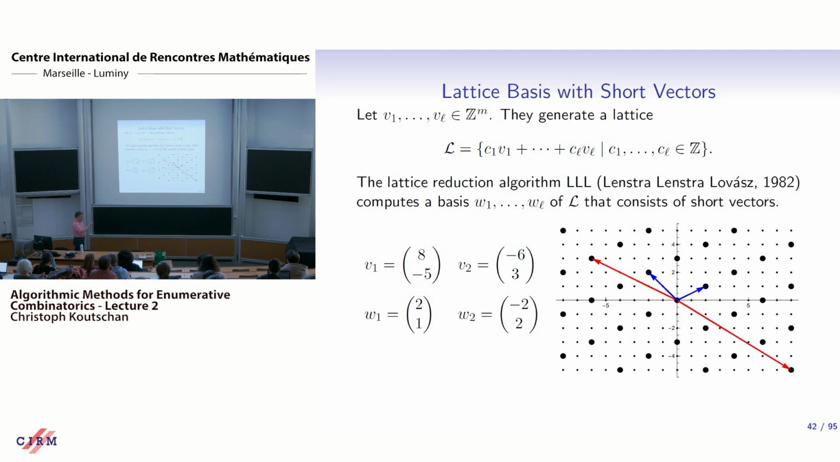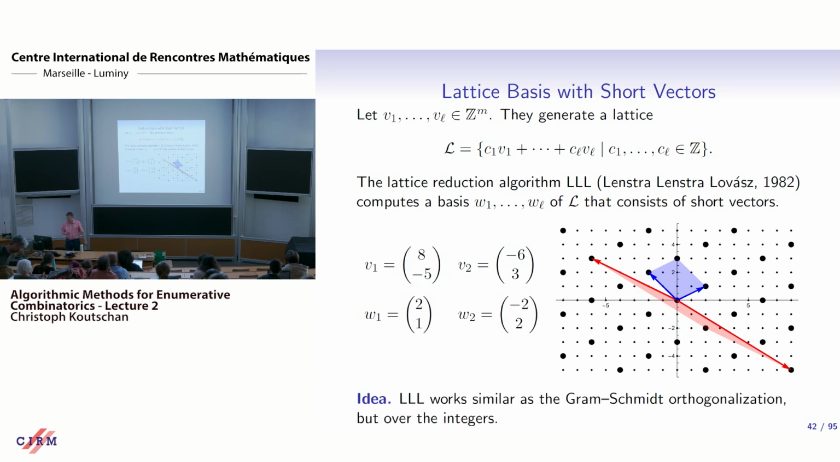Okay, and so we would like to find these blue vectors. What we observe is that it has to do with orthogonalization. We see that the two parallelograms that are spanned by these two bases have the same area, but the blue vectors are more orthogonal than the red ones. And this is actually the basic idea of this LLL algorithm. It is a variant of the Gram-Schmidt orthogonalization that is adapted to this integer setting.